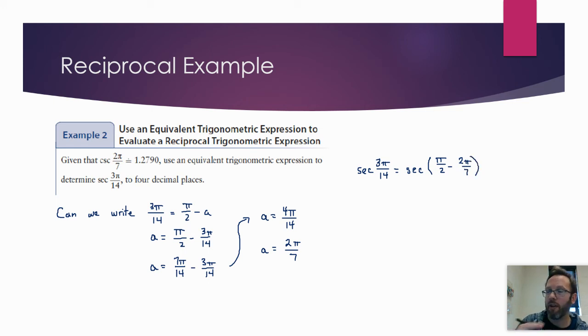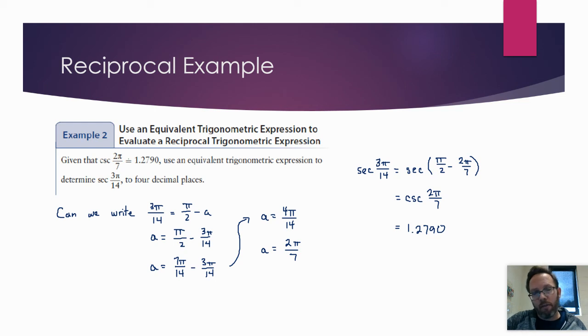And we have a cofunction identity for this, the secant. And full disclosure, I don't have these memorized. I know that they exist. I know that it's related to the cosecant, but I don't remember if it's positive or negative. So I just look it up. The secant of pi by 2 minus x, we know that's cosecant. So it's just plain old equals cosecant of x, or of 2 pi by 7, which is exactly 1.2790.